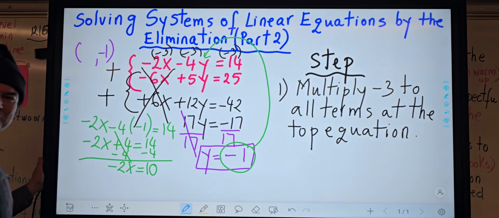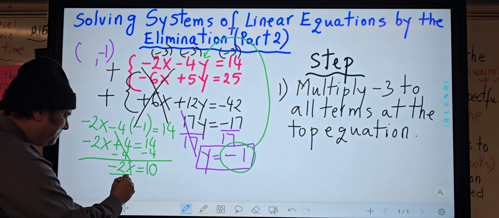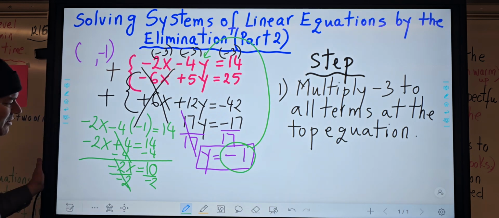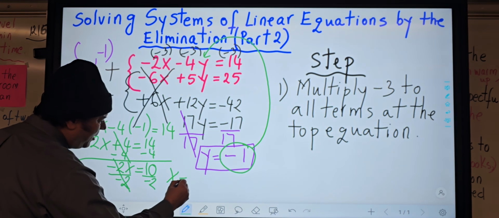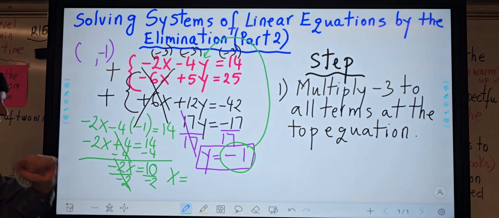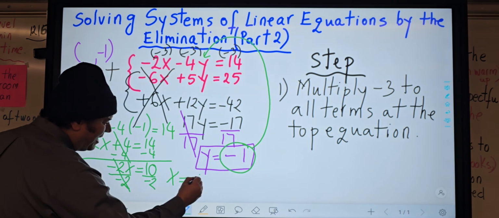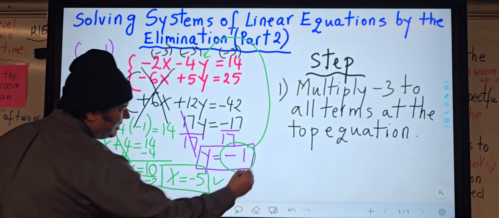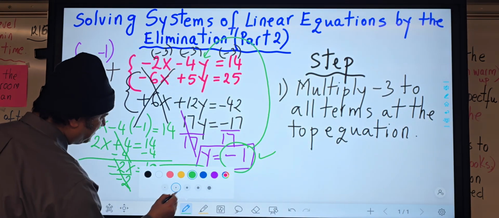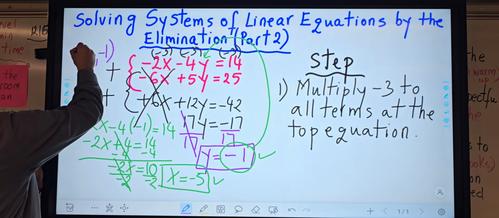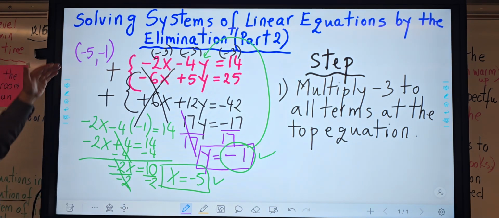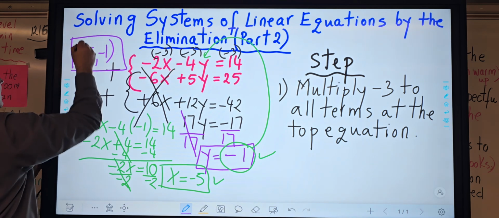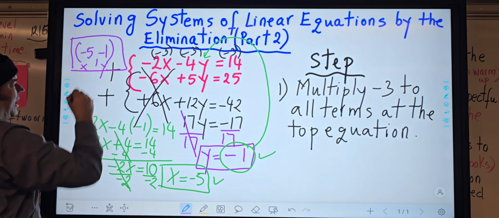And finally, we divide both sides by negative 2. Negative divided by negative becomes a positive. So we get x equals 10 divided by negative 2, which is negative 5. x equals negative 5. So we got the x and we got the y. Our final answer is negative 5 and negative 1. That's our x and this is our y.